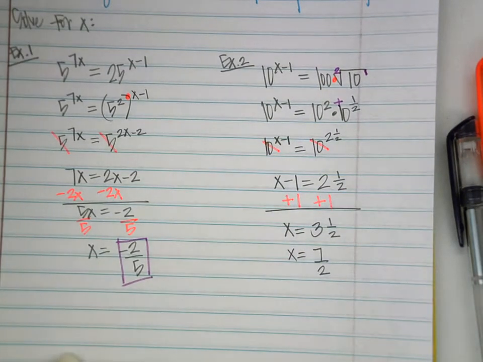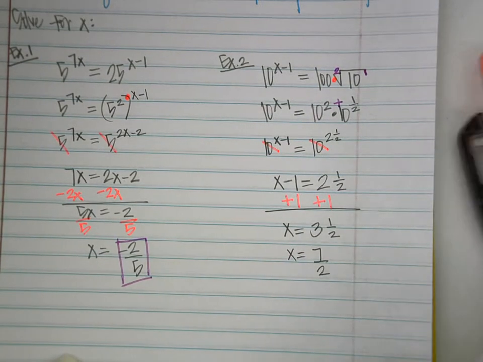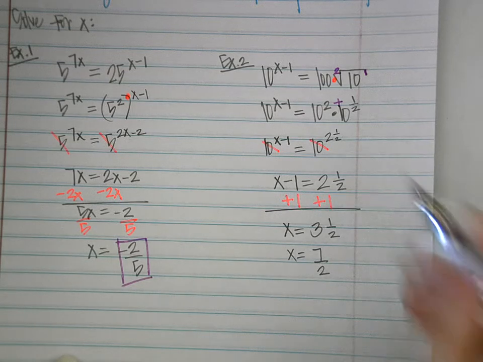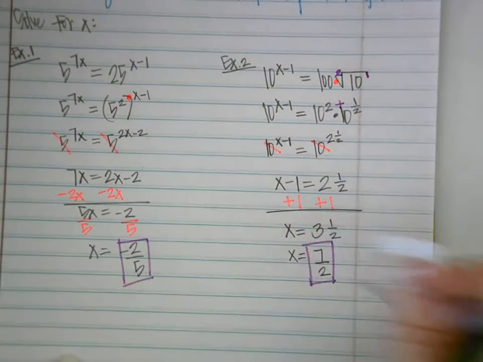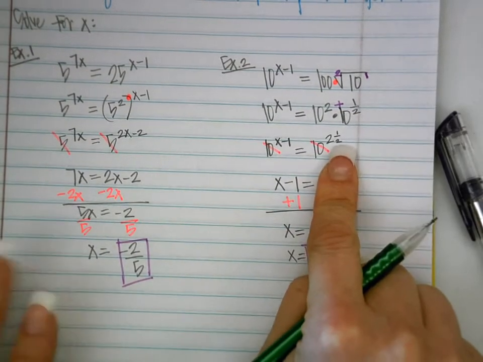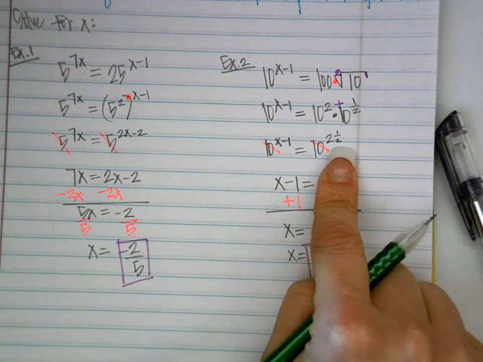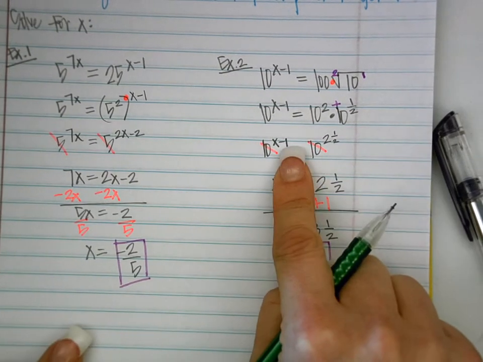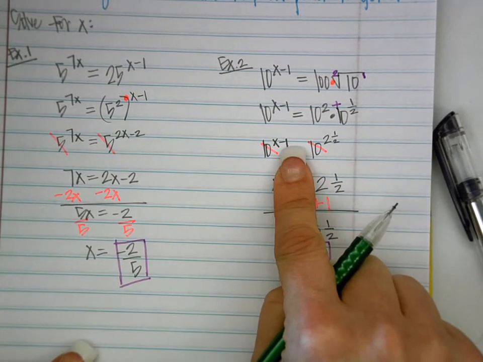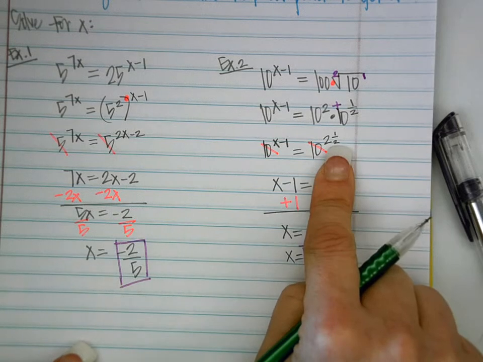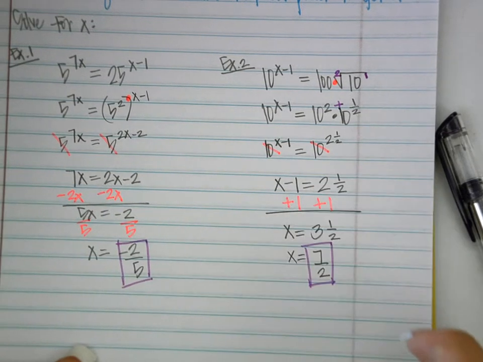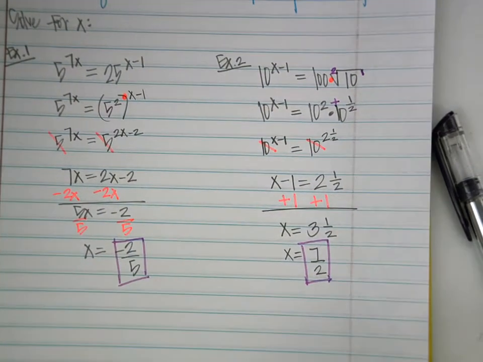Also, I do not want you to write your answers in decimals. They're just never written that way. Write them in improper fractions. Now, I could have changed this to an improper fraction up here, but I didn't because I knew I was going to have to add something to it. So you can change it to an improper fraction earlier, but then you have to get common denominators. Okay, that's your answer.